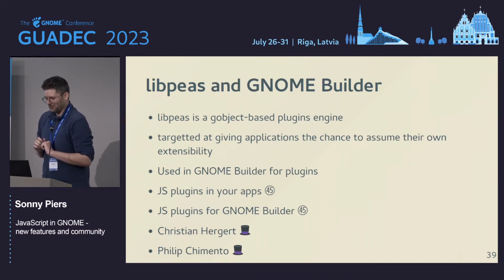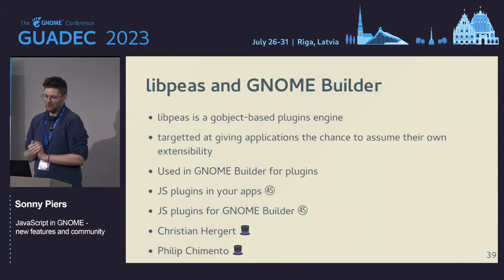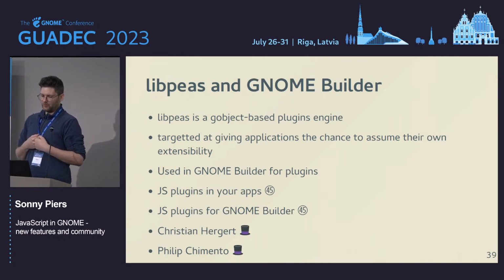There's a very specific use case for this, but one, of course, is GNOME Builder, which is using libpeas for plugins. So thanks to Christian and Philip, we can now write JavaScript plugins for applications and JavaScript plugins for GNOME Builder.